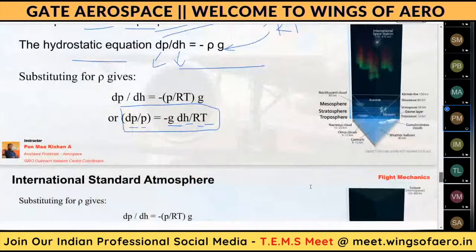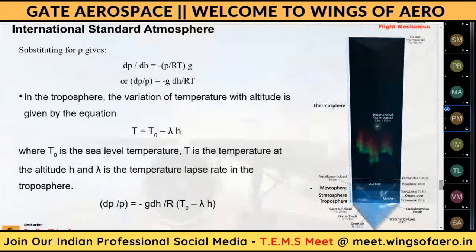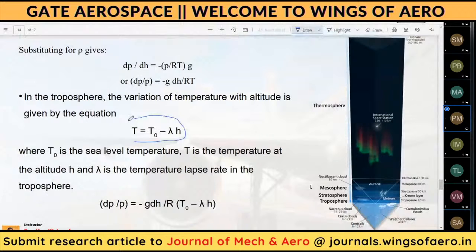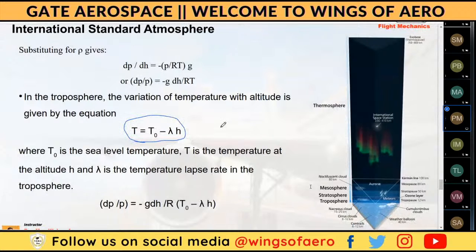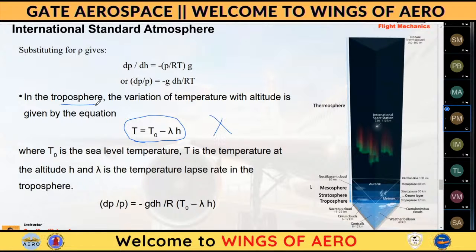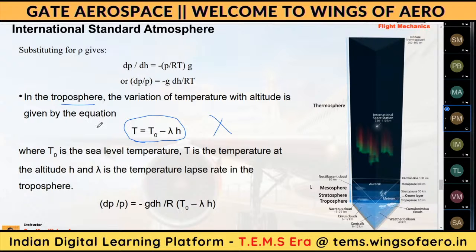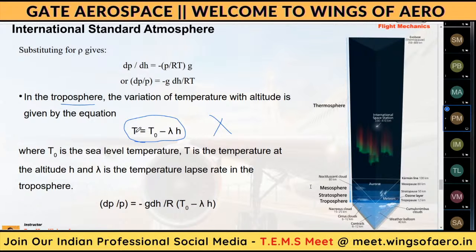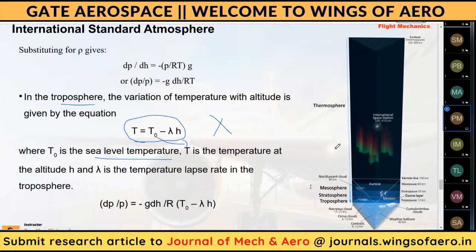But there was a problem with the temperature, right? Because temperature is changing with lapse rate, right? So the lapse rate at the troposphere region, and the temperature can be determined like this. Okay, so what this indicates is T naught is sea level temperature, that is 288.15 Kelvin.